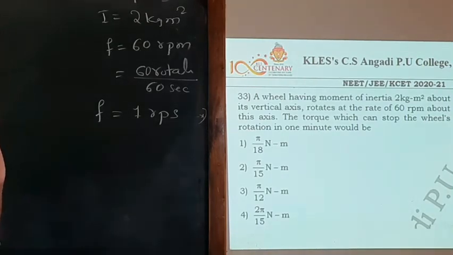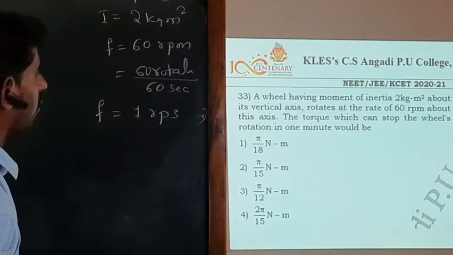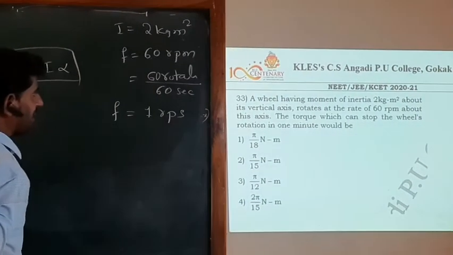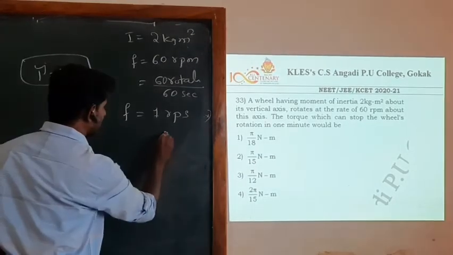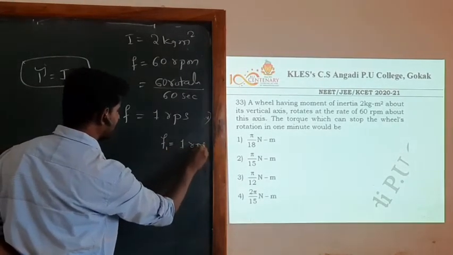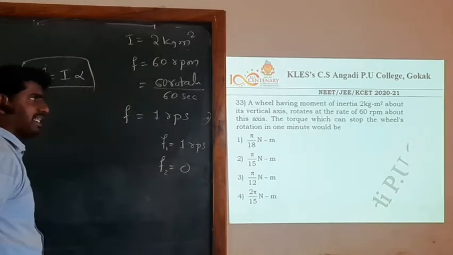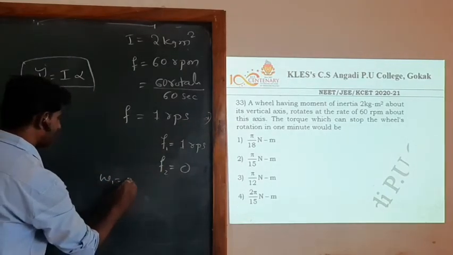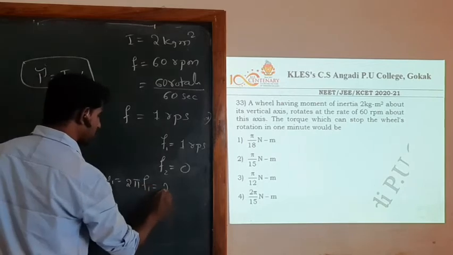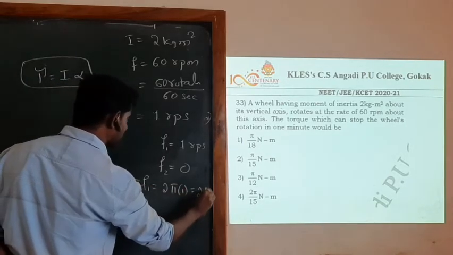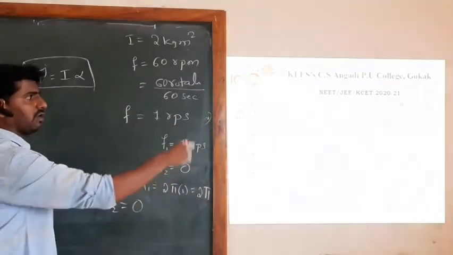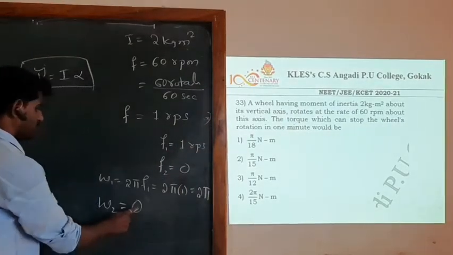Okay, and what are they asking? They are asking the value of torque to stop the wheel. So tau is equal to I into alpha. This is our formula. Have they given the value of alpha? No. But they have given two values. One is f1 is equal to 1 RPS, and then f2 is 0. Why am I taking f2 as 0? Because that wheel is going to stop. I will write omega 1 is equal to 2 pi f1, so this is 2 pi into 1, only 2 pi. And omega 2, the final angular velocity, that will be 0, because it is going to stop. So the final position is at rest.